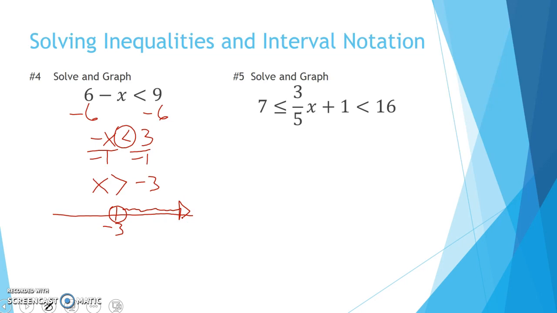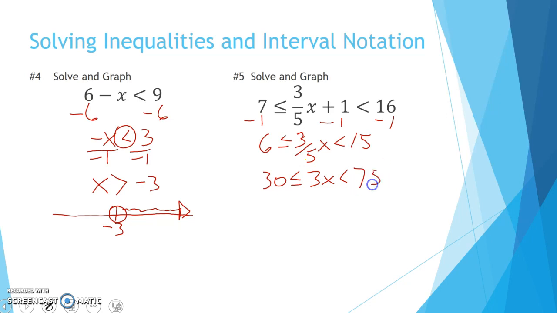And I could solve the problem on the right the same way. I would subtract 1 from all 3 sides. So then I would have 6 is less than or equal to 3/5 x, which is less than 15. If I multiply everything by 5, then I would have 30 is less than or equal to 3x, which is less than 75. If I divide everything by 3, then I'm going to have 10 is less than or equal to x, which is less than 25.